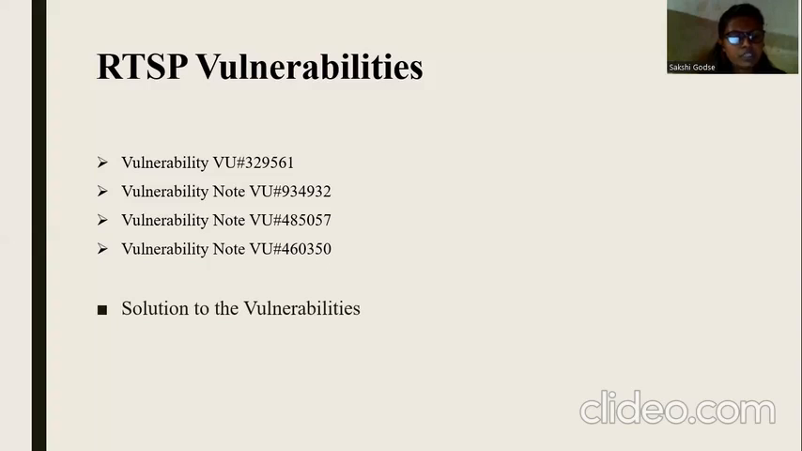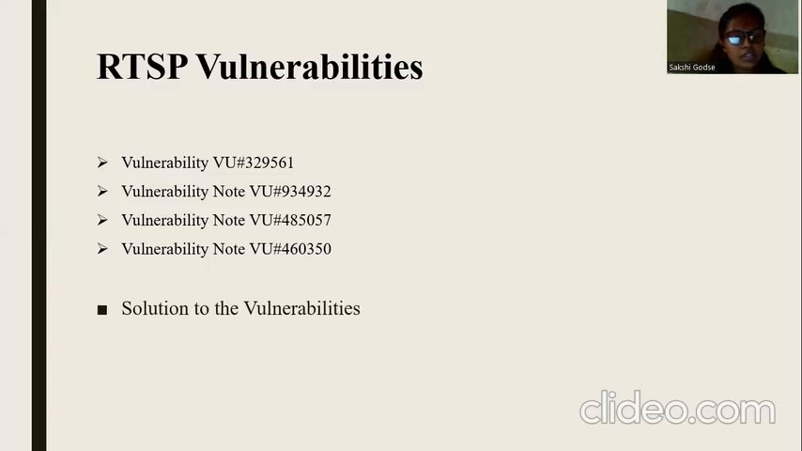Next vulnerability note is VU#934932, which states that the RealNetworks media server RTSP protocol parser has a buffer overflow. Its impact is that a remote attacker can either execute arbitrary code with the privileges of the running server or cause it to crash.